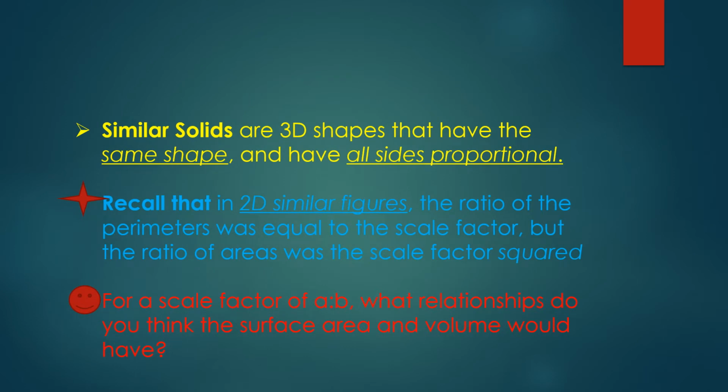Similar solids are 3D or 3-dimensional shapes that have the same shape and have all sides proportional. If two or more solids are similar, they should have the same shape and all sides must be proportional. Recall that in 2-dimensional similar figures, the ratio of the perimeters was equal to the scale factor, but the ratio of areas was the scale factor squared.